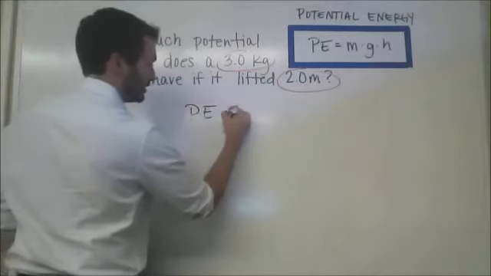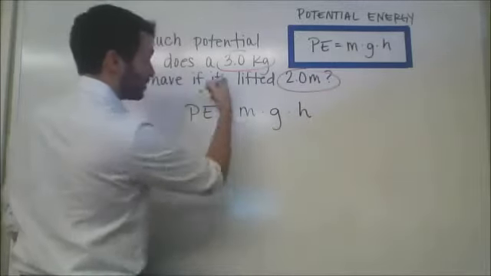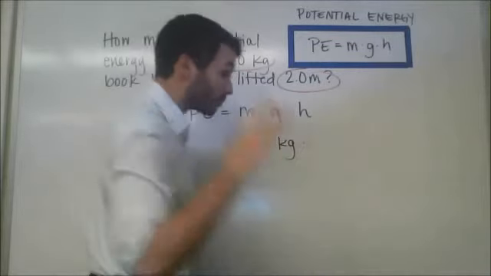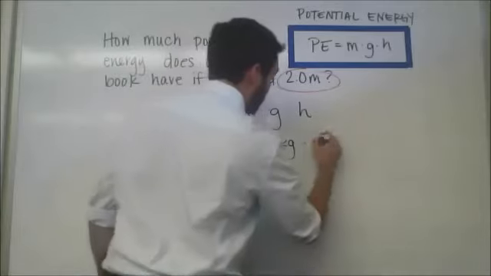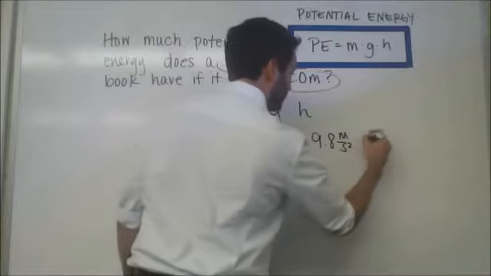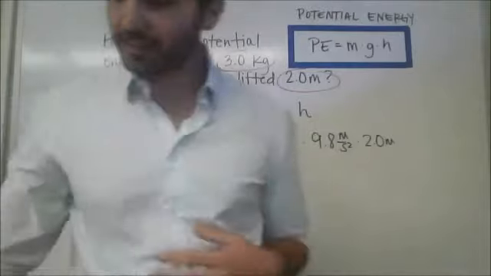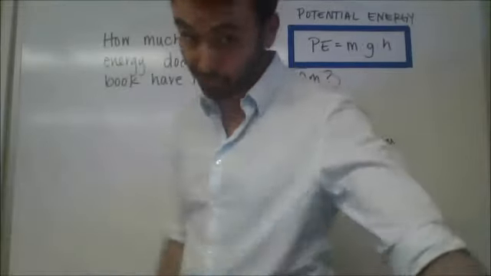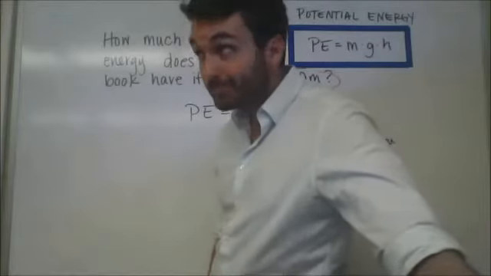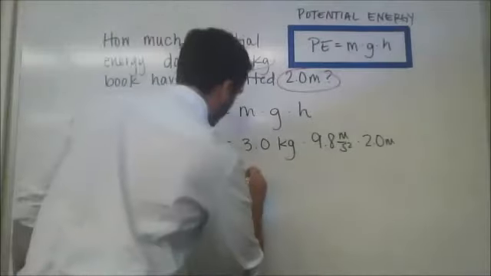If potential energy is mass times gravity times height, we have a mass of 3.0 kilograms times gravity, which is what? That's right, 9.8 meters per second squared, and a height of 2.0 meters. I'll give you guys a second to work out that calculation. That's right, 58.8 joules.